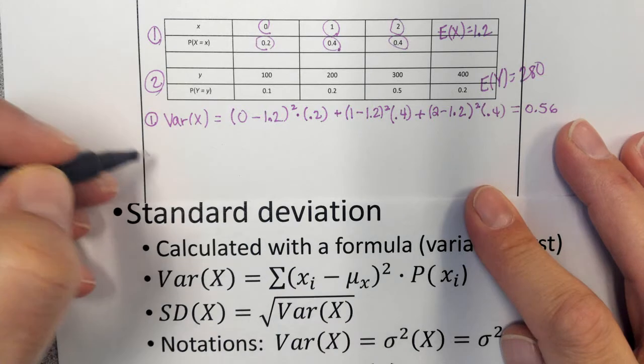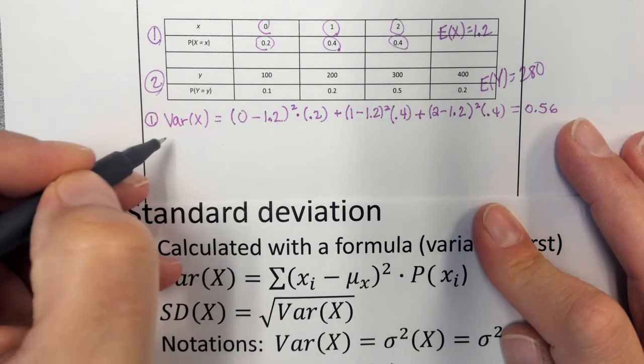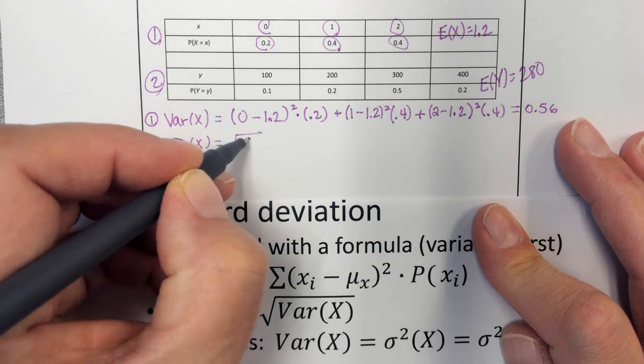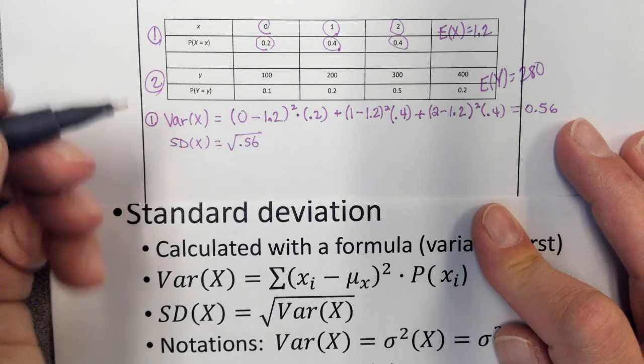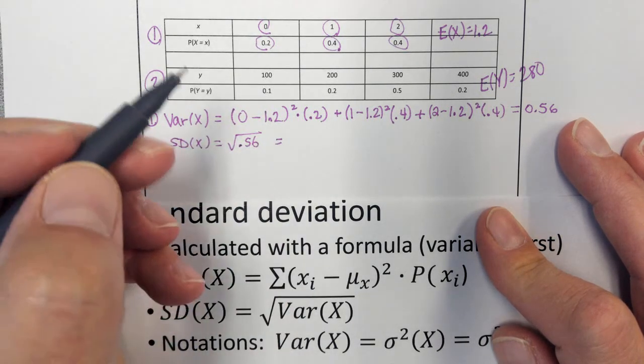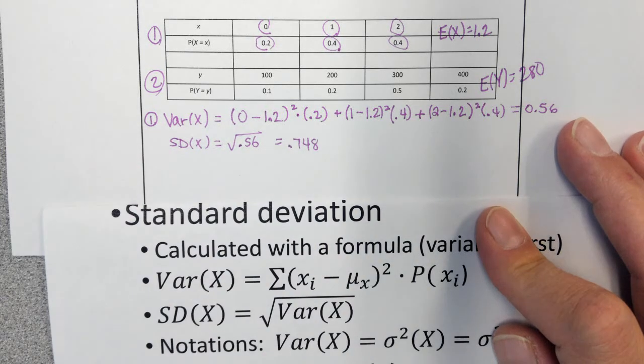All right, let's do the second one just for practice. Oh, no, we're not finished. That's the variance. I need standard deviation. Standard deviation of x is the square root of the 0.56. So we've got one more step to do. We're going to have to take the square root of it, and the square root of 0.56 is about 0.748. So the standard deviation for x is 0.748.